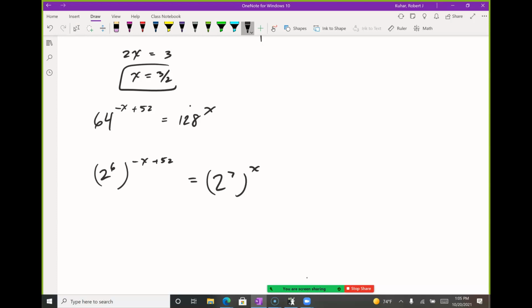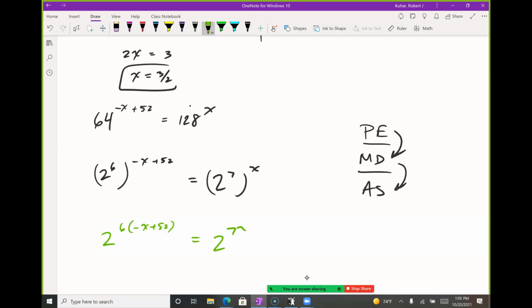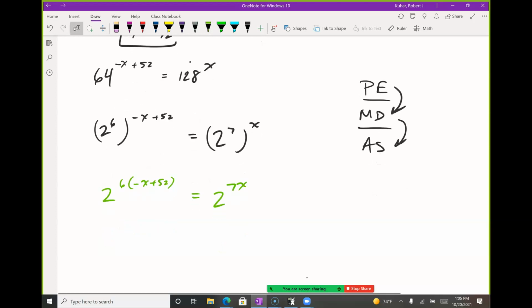When I'm raising a power to a power, so please excuse my dear Aunt Sally, I'm multiplying the exponents, right? So I get 2 to the 6 times negative x plus 52 equals 2 to the 7x. So now I've got it written as the same base. So now I know my exponents are equal. So I know that 6 times negative x plus 52 is equal to 7x. And I'm solving for x, right?